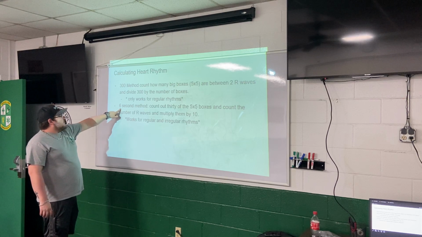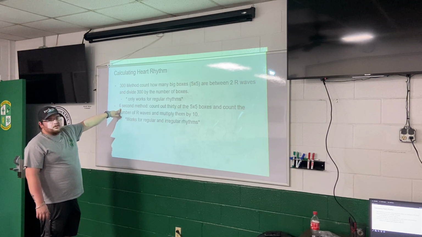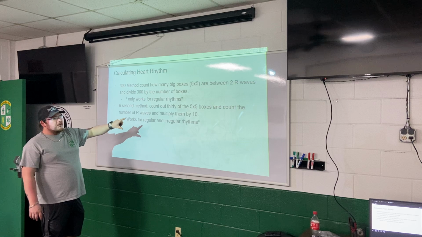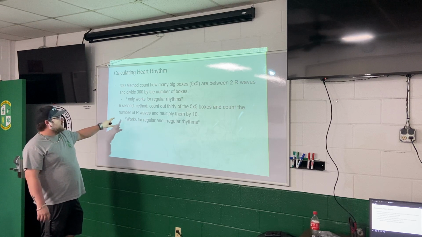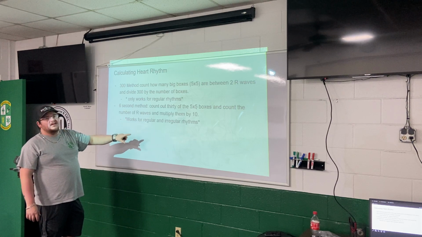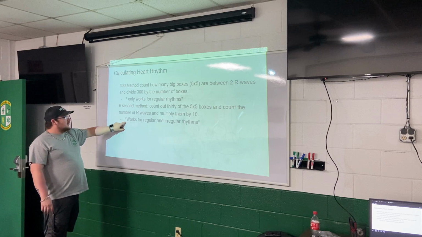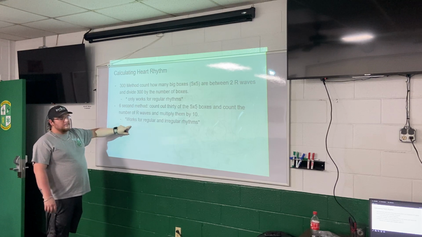Another way you can do it is the 6-second method. How you do that is you count out 30 of the 5x5 boxes, count the number of R waves, and then multiply by 10. And you can also use the 6-second method for irregular rhythms.